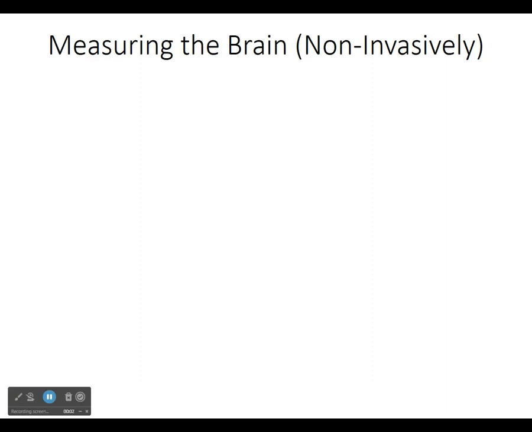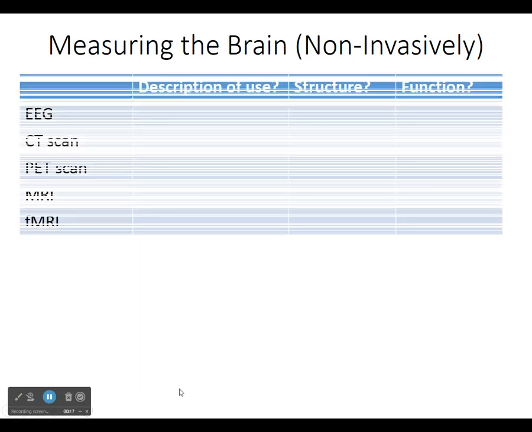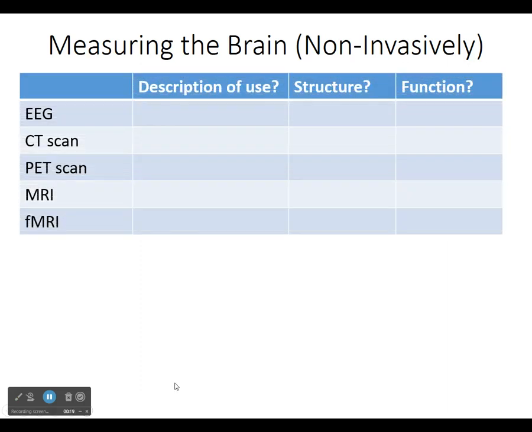When it comes to studying the brain and its relationship to behaviors and mental processes, we need to find a way to measure the brain, ideally doing so in a relatively non-invasive fashion. We're going to walk through several different types of brain scans. I encourage you to write this chart down in your notes. We will be discussing the EEG, the CT scan, PET scan, MRI, and the fMRI.